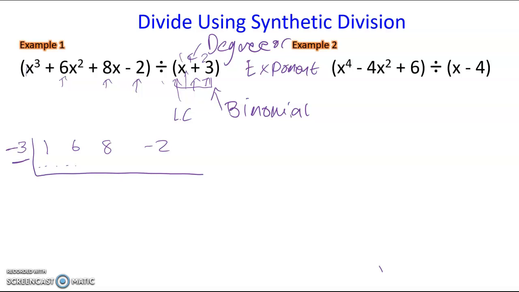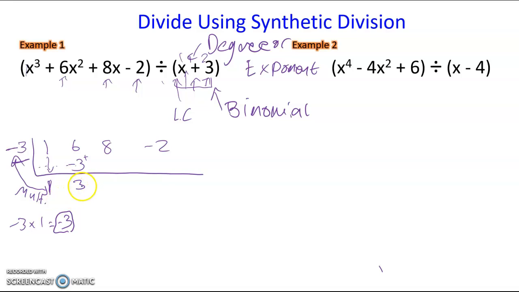From here, we're going to take this 1 down here. We're going to take whatever the first term is. It might not be a 1, might be a 3 or 4 or whatever it is, and we're going to take it down here, all right? And then we're going to multiply this -3 to this 1. So -3 times 1 gets you -3. We're going to take that -3 and put it below the next number, so below the 6. And then with these numbers, we're going to add them. So it's going to be 6 plus a -3, which is just 3.